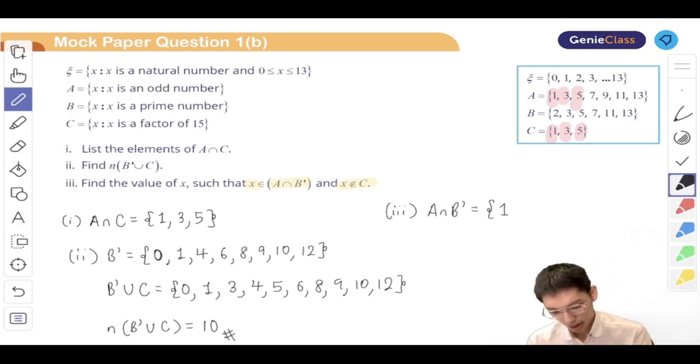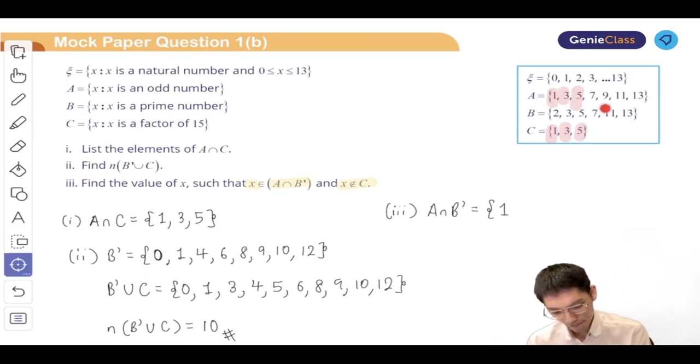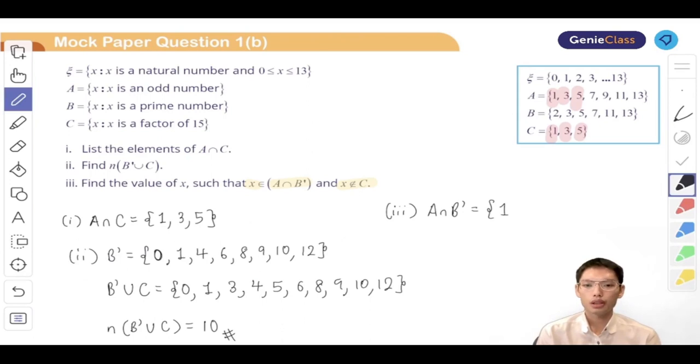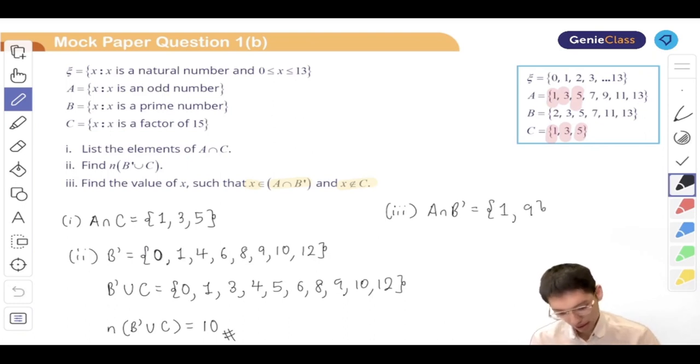Take a close look. This is my A. This is my B prime. Besides one, what is in common in A and B prime? Okay, you can take a close look. Alright, very good. One of them answered. Very good. Right. Now we take a close look. We have actually conquered it.